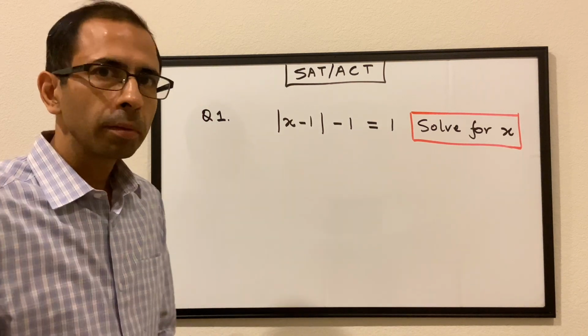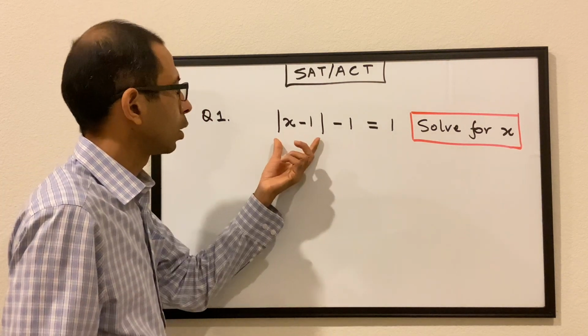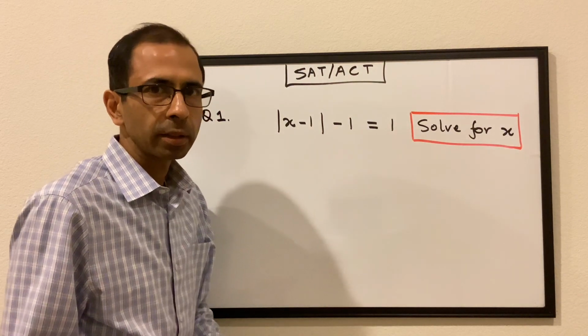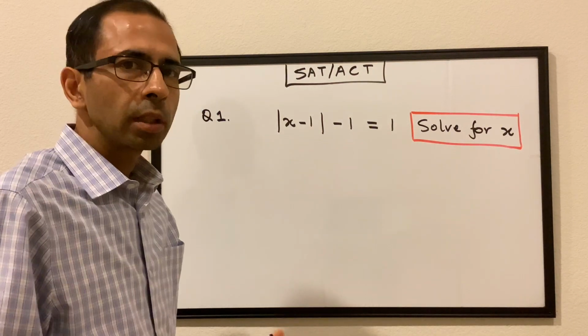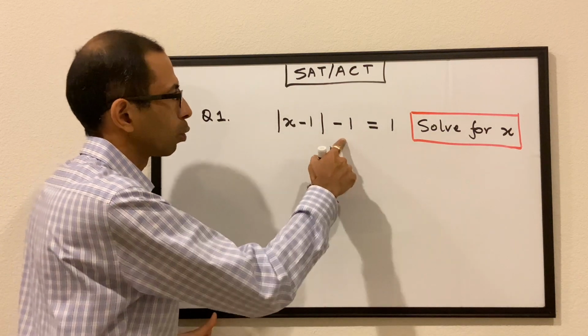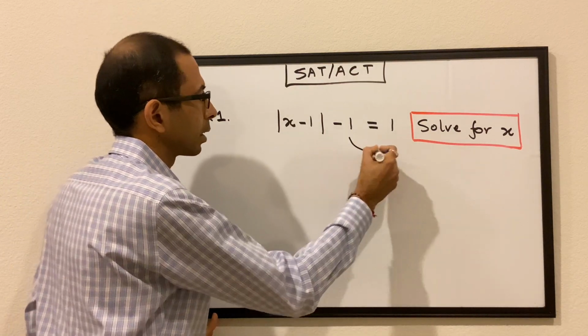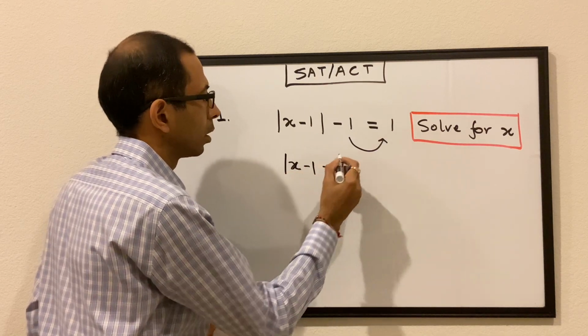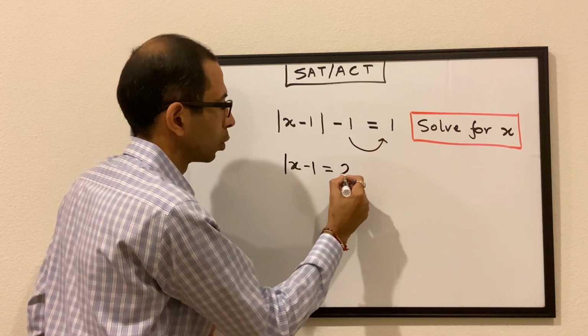Let's get started here. Absolute value of x minus 1 is equal to 1 and we have to solve for x, right? So the first thing obviously which comes to our mind is to bring this 1 to this side so that we have absolute value of x minus 1 is equal to 1 plus 1, which is 2, right?